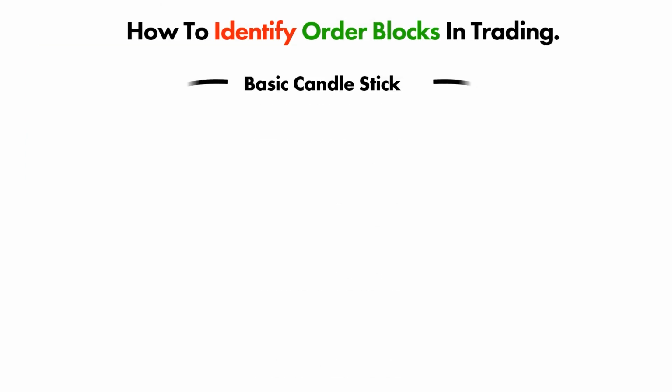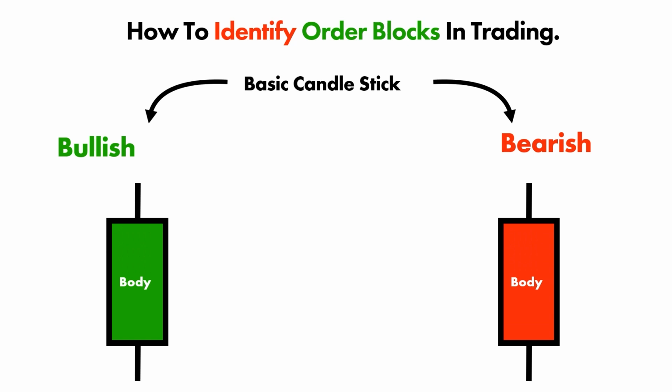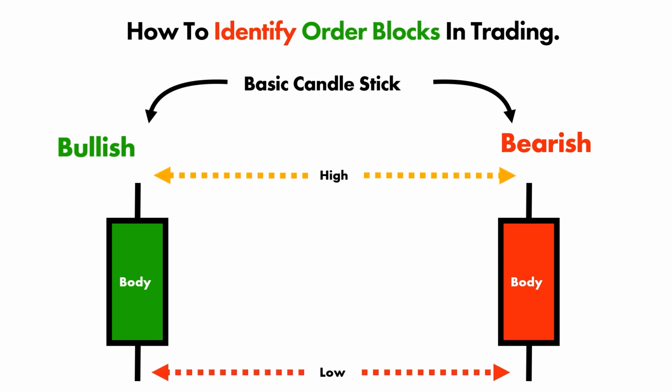Before we delve into more advanced topics, we must first cover the fundamentals. A solid understanding of how a candlestick is formed is essential before we can proceed to more complex concepts such as order blocks. Let's start by examining the basic structure of candlesticks. There are 2 primary types of candlesticks, bullish and bearish. Both types share similar characteristics in terms of their high and low points. However, the key difference lies in their opening and closing prices.